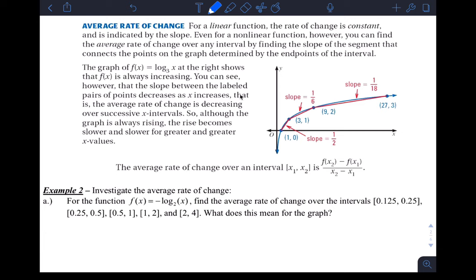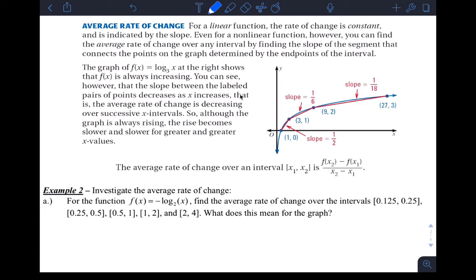So I'm going to do most of this example, and then also, like I said, example 5, talking about even and odd functions. So, first of all, what we want to do in example 2 is examine the average rate of change for nonlinear function over particular intervals.